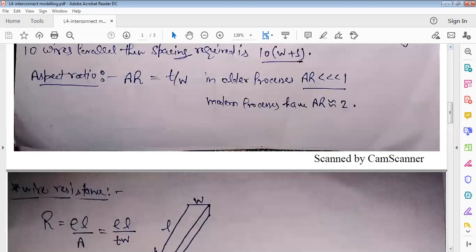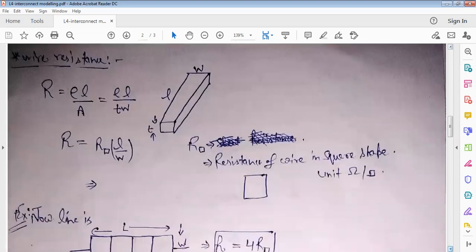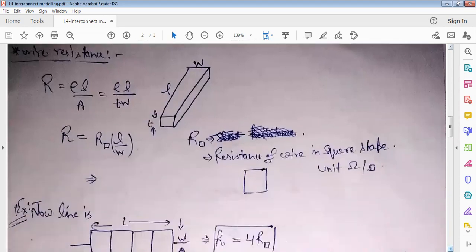Now let us consider another parameter known as the wire resistance. Now what is wire resistance? So we all know that if we have a wire of dimensions width W, length L and thickness T, then we can define the resistance of wire as R equals rho L upon A, where A is the area of cross section of the wire.